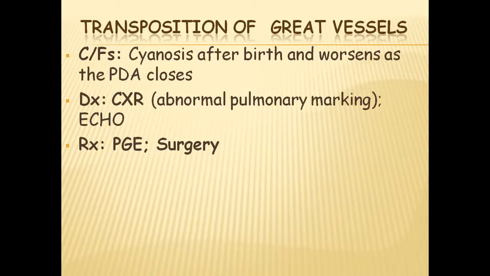So cyanosis after birth, worsening as the PDA closes. And then on chest X-ray, we want to see abnormal pulmonary markings, and we can also do an echocardiogram to make the diagnosis. And the treatment is just to give them prostaglandin to keep the ductus arteriosus open, and then they need surgery.